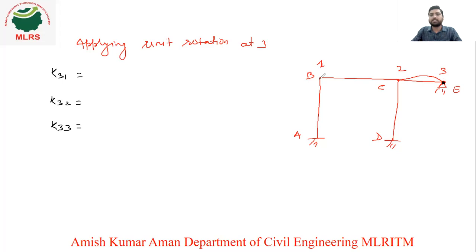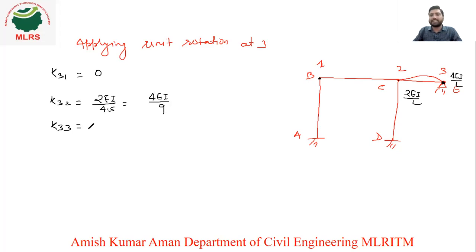K31, applying unit rotation at 3. What is the stiffness at 1? There is no effect on this first point, so obviously it will be 0. Now K32, if you are applying here, at this point the stiffness will be 4 EI by L, and on the other side automatically it will be half of this, that is 2 EI by L, right? So K32 will be 2 EI by L, and L span is 4.5. So if you calculate it, you will get 4 EI by 9, right?